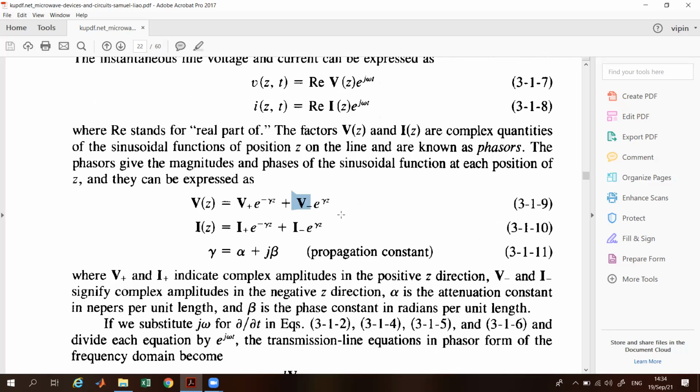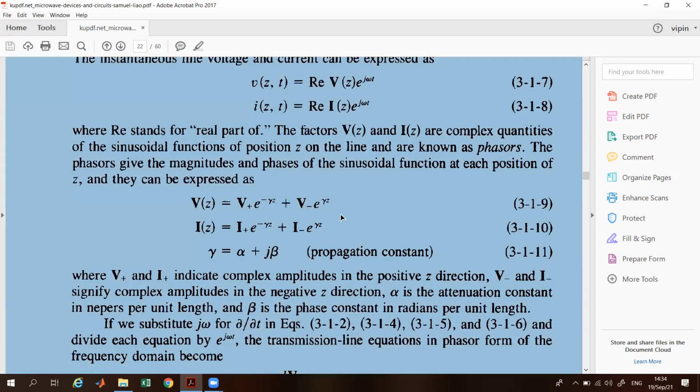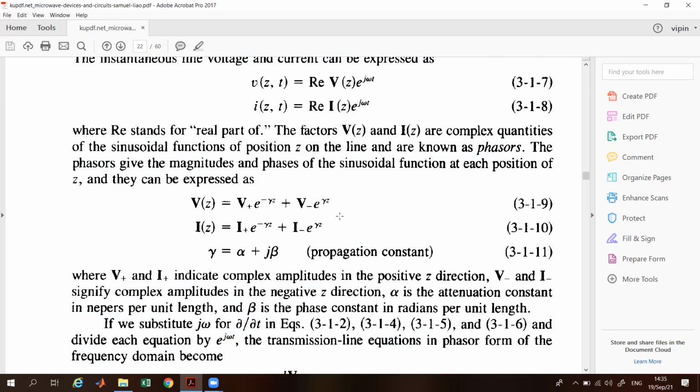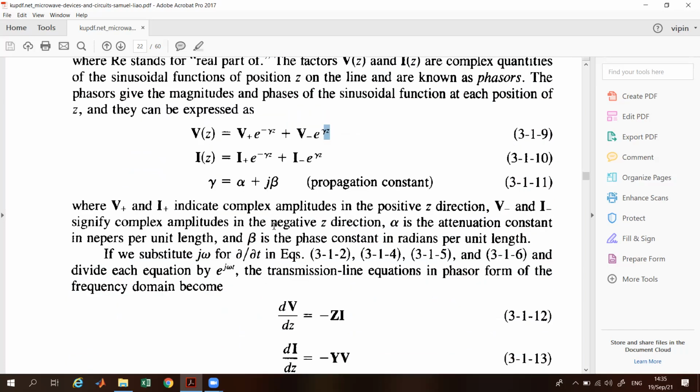Most of the time you will see the positive going wave. And when the wave reflects from somewhere, like we use in the boundary conditions, then we use V minus. When it is a reflected wave, it becomes positive. Similarly for current, the only difference is I plus and I minus. And γ is the propagation constant, equal to α + jβ. Alpha is the attenuation constant in nepers per unit length, and beta is the phase constant in radians per unit length.